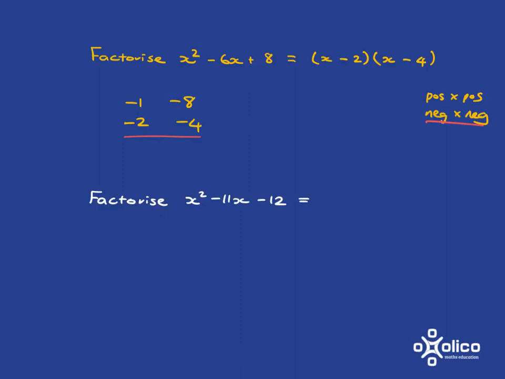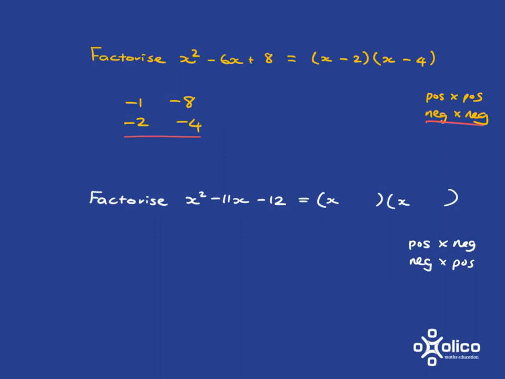Another example, if we're asked to factorize x squared minus 11x minus 12, well, we know we want to have two brackets, and in each of them we're going to have x plus something or x minus something. How do we end up having a negative 12 here? We've got to multiply this by this, and we've got to end up with a negative 12. We know that to get a negative, when we multiply together, we've either got to have positive times negative, or negative times positive. So let's have a look at what are the things that multiply together to give me negative 12.